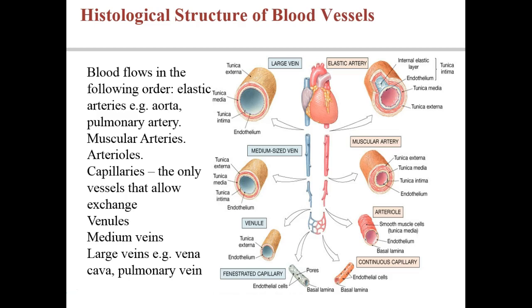And with regard to venules, they have little externa and then endothelium. On to medium-sized veins where you're having a little bit of the media, a little bit of each layer, and as you can see, as you move on up from medium-sized to large veins, very similar in structure.